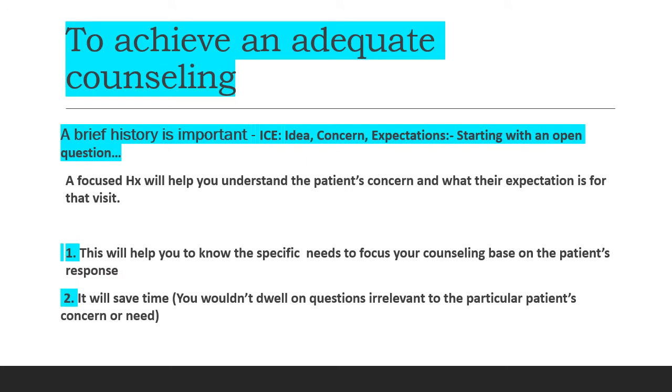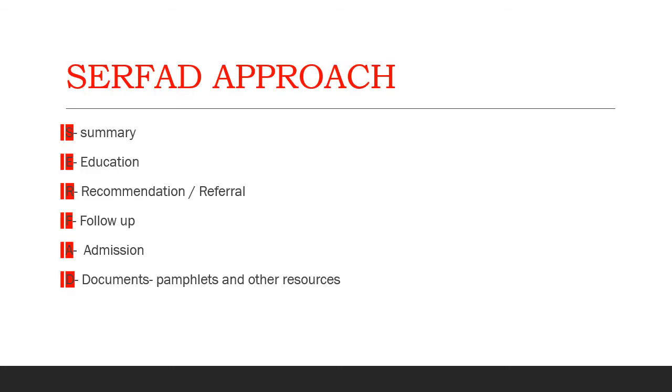To achieve adequate counseling, it's important to take a brief history, having in mind the idea of what is happening, the main concern the patient has, and the expectation for that particular visit. Always start your history with an open-ended question. With this pattern, you'll be able to understand the main concern of this visit and the expectation the patient wants to achieve. This way, you'll be able to take a focused history and it will save you time.